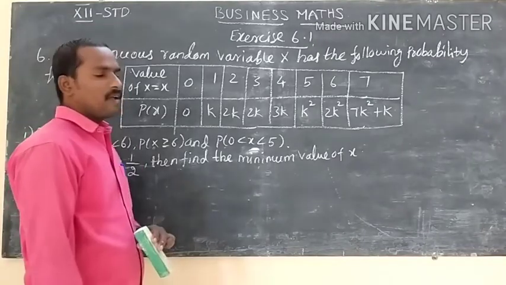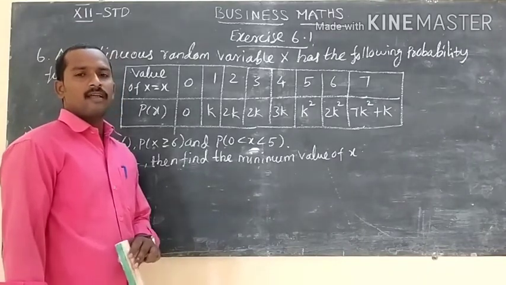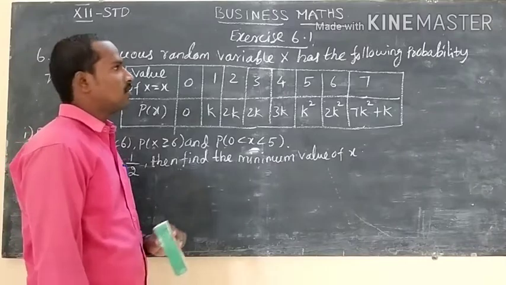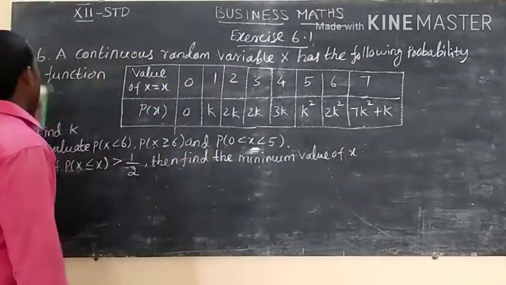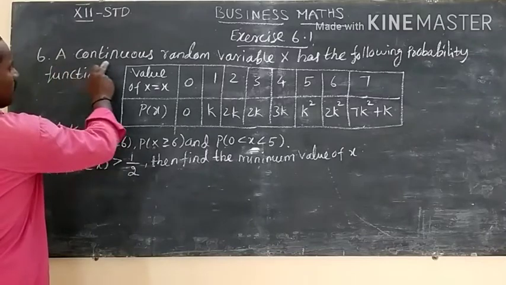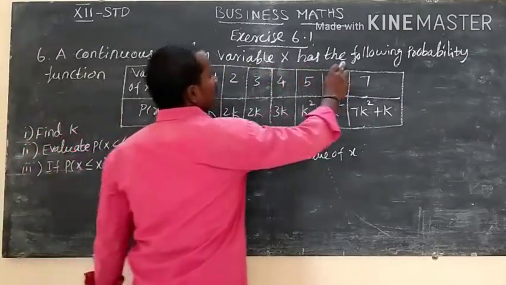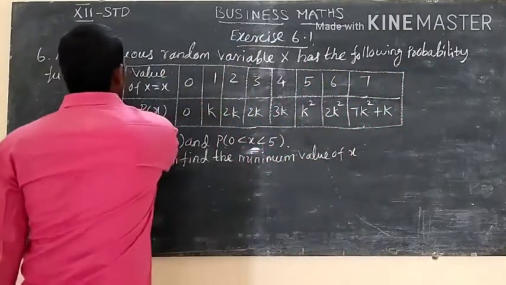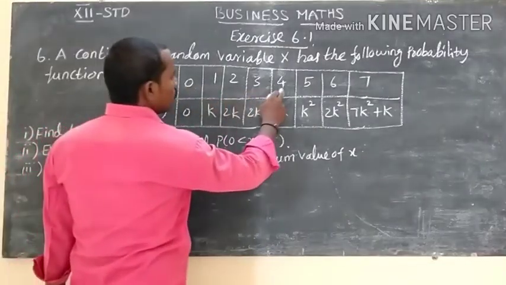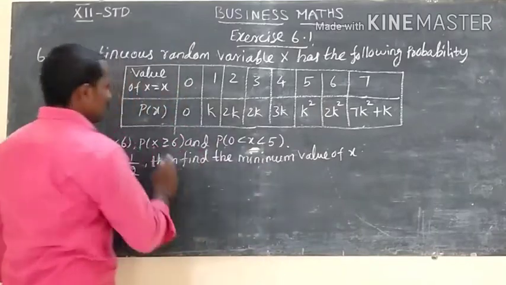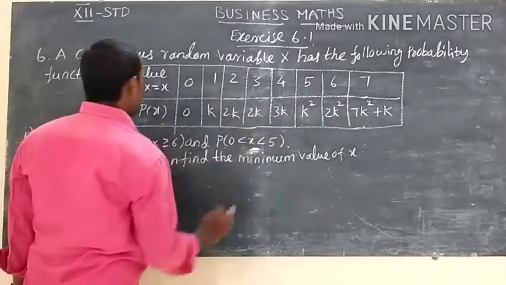Today we are going to see about discrete random variable and continuous random variable. The exercise 6.1, sixth question. A continuous random variable x has the following probability function. The value of x is 0, 1, 2, 3, 4, 5, 6, 7. Then the p of x are being given.